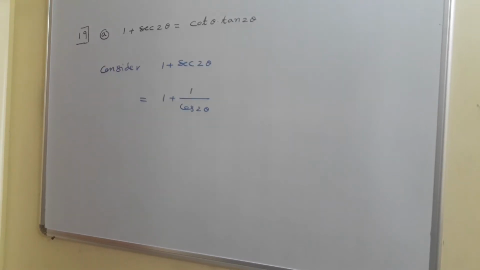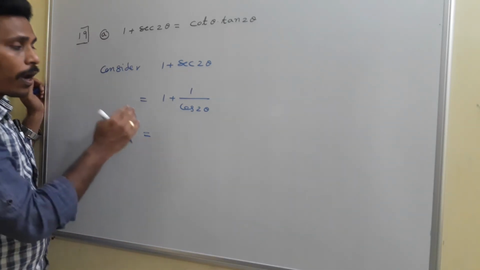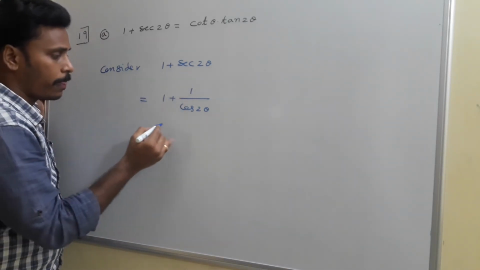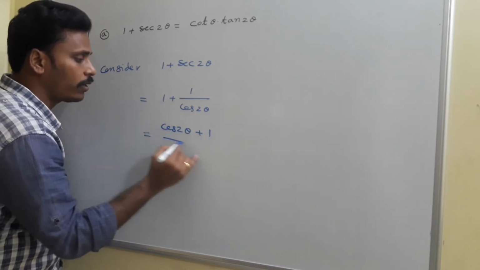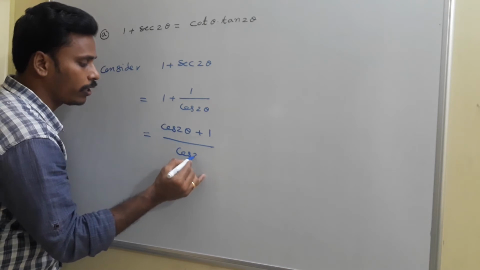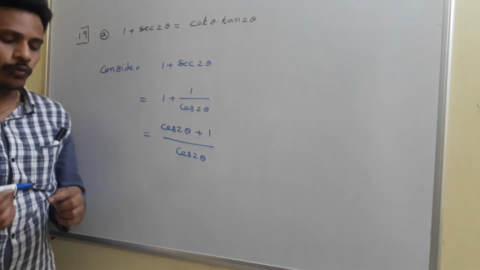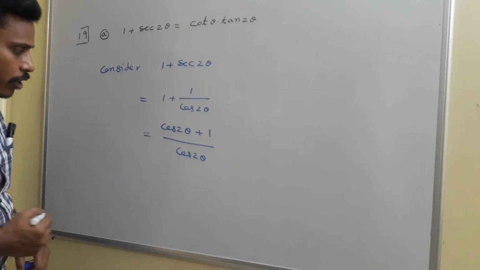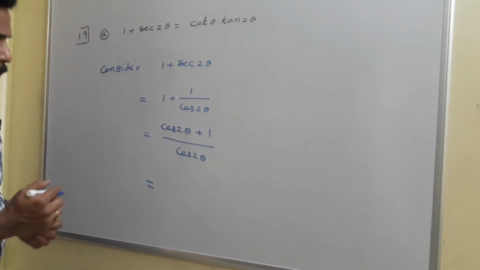Look there, 1 plus secant 2 theta, you just write that secant 2 theta as 1 by cos 2 theta, that's good. And the next step, you just took LCM. 1 plus 1 by cos 2 theta. So this is equal to cos 2 theta plus 1 divided by cos 2 theta. Is it right? Just normal LCM, right? Cos 2 theta plus 1 by cos 2 theta. And now you just look there. 1 plus cos 2 theta.